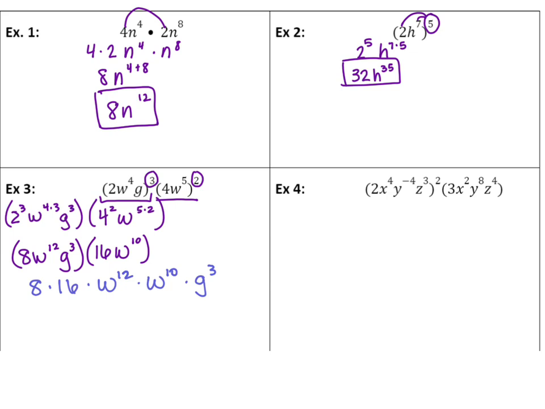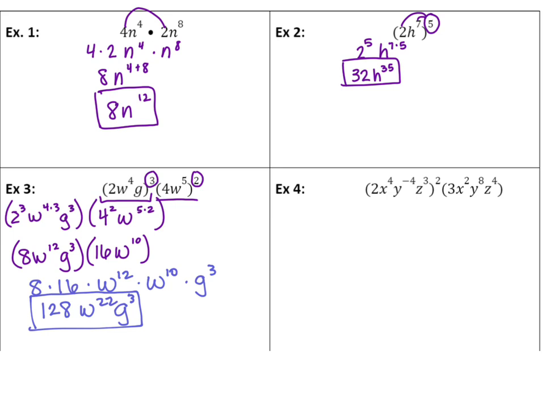So we're going to do 8 times 16 first. That gives me 128. Now I need to take care of my W's. When I'm multiplying by the same base, which is W, I add the exponents. So it is going to be 128W to the 22nd power. There's nothing to do with the G, so it just goes on right there at the end. That is going to be my final answer.